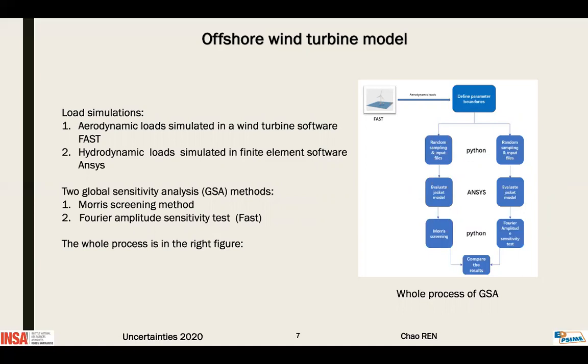The aerodynamic forces and moments are taken from the FAST simulation. Then we define the bounds for the uncertain parameters and do random sampling for each sensitivity method, and ANSYS will carry out the simulation and return the maximum stress and displacement in the different parts of the jacket. Finally, we can get the sensitivity indices of the two methods and compare them with each other.